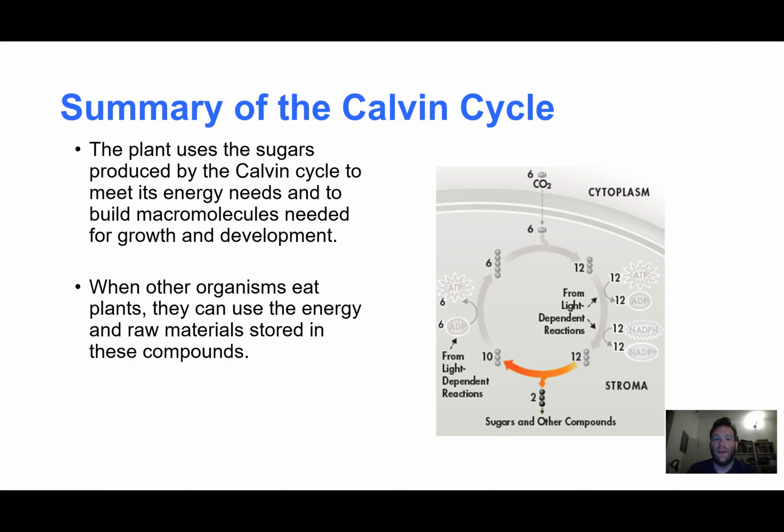So again, just a general summary. The plant's going to use the sugars produced in the Calvin cycle to meet its energy needs. So it's going to do whatever it needs to do to produce enough sugar so that the cells can survive. And they're going to use whatever other products they're producing from this reaction, so other different carbon compounds, to help with growth and development, to build structural things like cellulose, like pectins, and those kinds of structures inside of plants that are necessary to create the overall structure and height of the particular creature. So when other organisms eat the plant, they're going to end up using these materials and using the energy that's stored here for their own purposes.